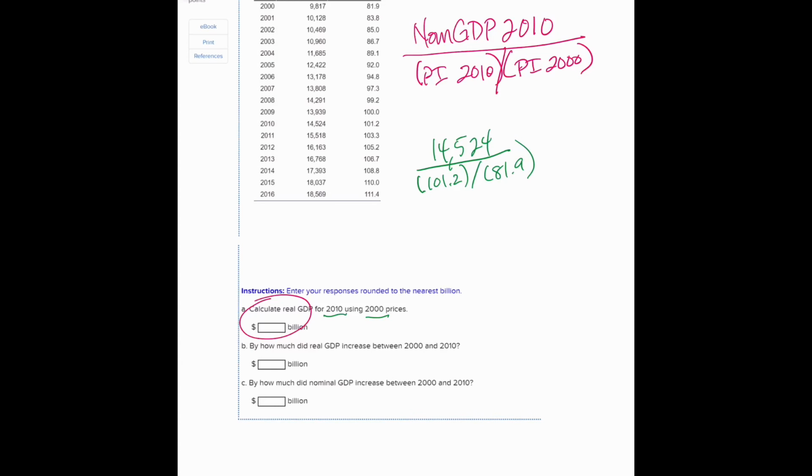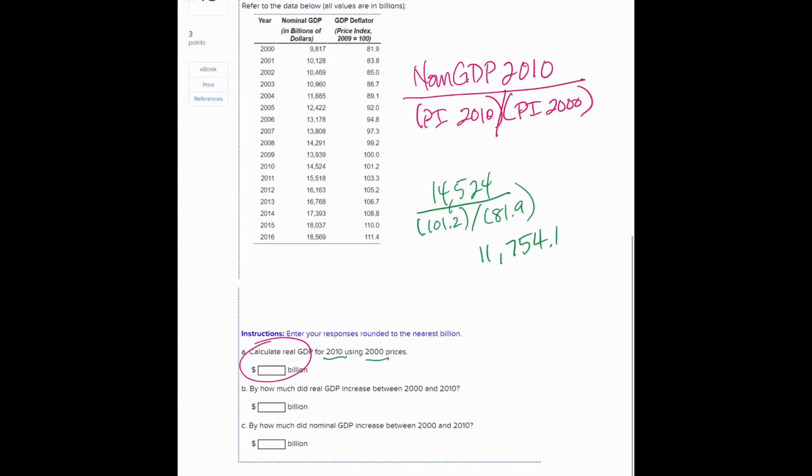14,524 divided by 101.2 divided by 81.9. We get 11,754.106. And since they're going to round to the nearest billion, you're just going to get that. Then the question about the increase between 2000 and 2010 is going to be, well, this is our 2010 value right here.